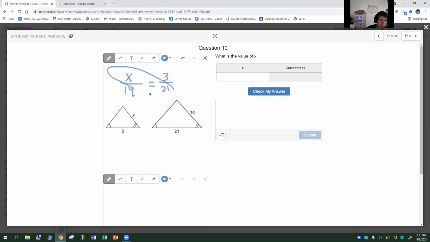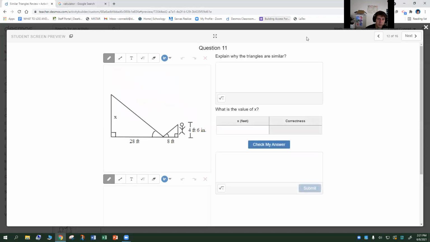Okay, and then we can cross multiply. So we get 21x equals 42. We divide by 21 and get x equals 2. So 2 over 3 is going to equal 14 over 21. All right, next one. We've got angle, angle similarity. So the two triangles are similar by angle, angle similarity. They have two pairs of angles that are congruent.